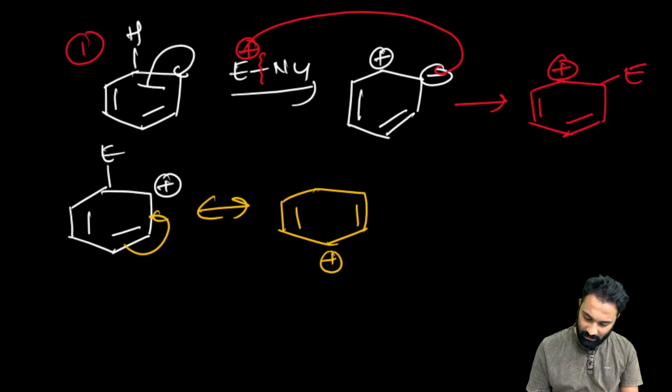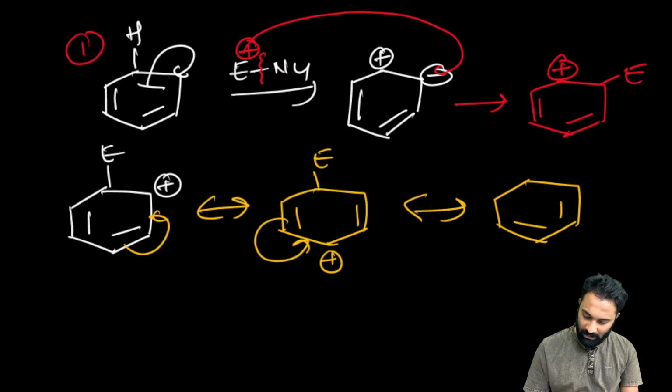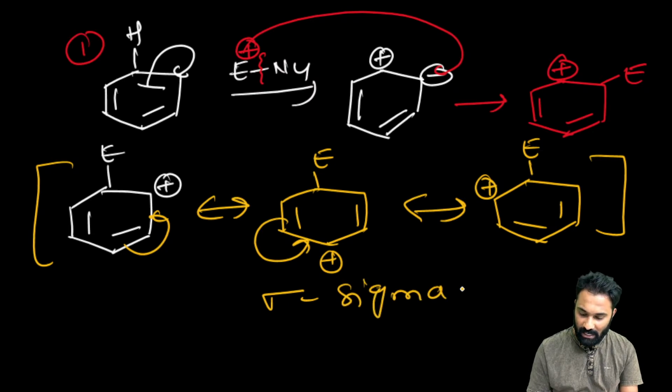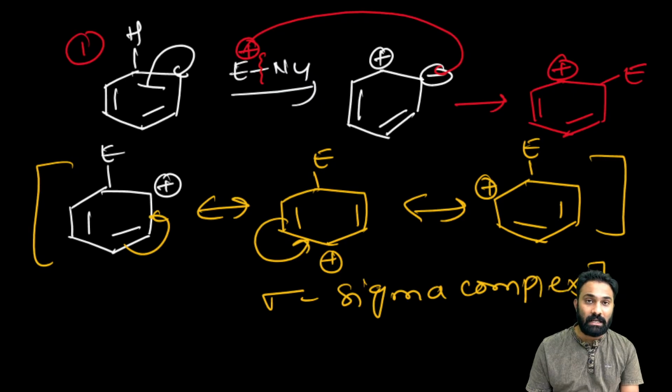Now again here it will get the positive charge and here it is an electrophile. Again this positive charge will be delocalized. Again here you will get the positive charge. Clear? Now this intermediate we call a sigma complex. They will ask you sometimes in a statement based question, what is the intermediate that is involved in the aromatic electrophilic substitution reaction, that is sigma complex.